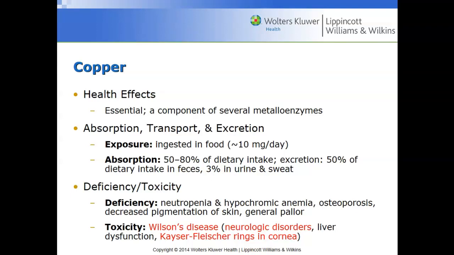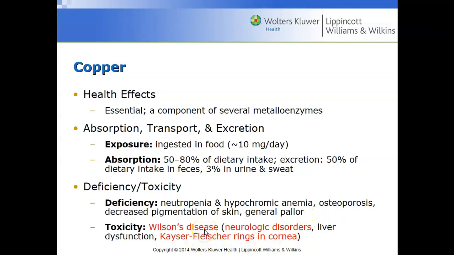Copper is a little bit more interesting. It is essential. It's a component of some of our enzymes. We get it through our food. We can also absorb it 50 to 80% through our diet. And the deficiencies of copper can cause neutropenia, hypochromic anemia, osteoporosis, decreased pigmentation of the skin, and a general pallor. And that's important because on the flip side, with toxicity, you can have copper deposits in the skin, and so patients can get a very dark, coppery tan color.